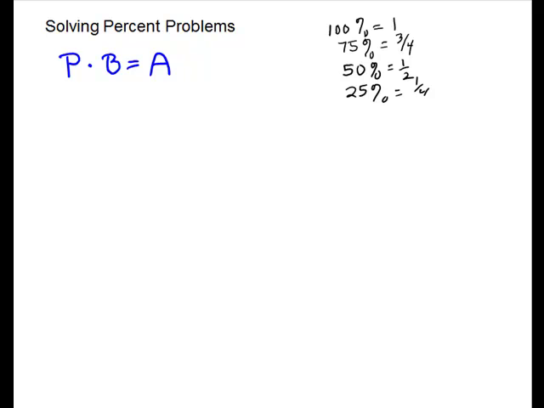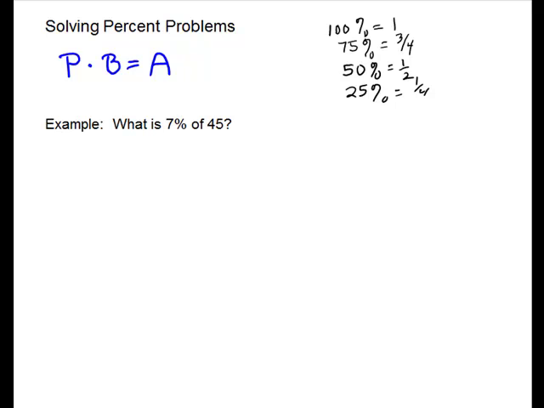Our formula is P times B equals A. We will remember some of our percents. 100% equals 1, 75% equals 3/4, 50% equals a half, and 25% equals 1/4. This will help us to know if our answers are reasonable. So for our first example, what is 7% of 45?